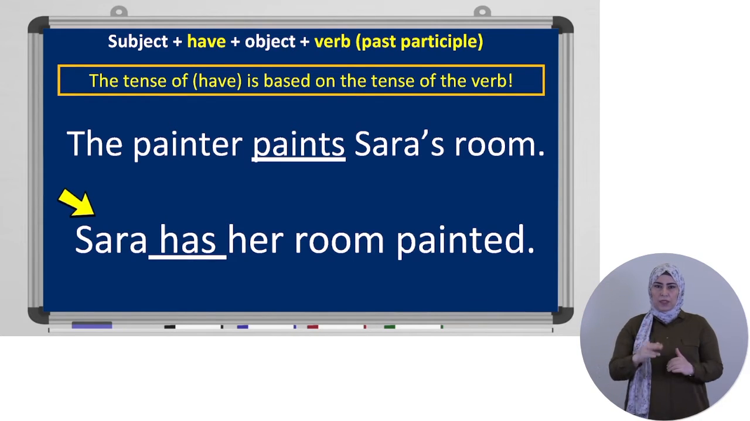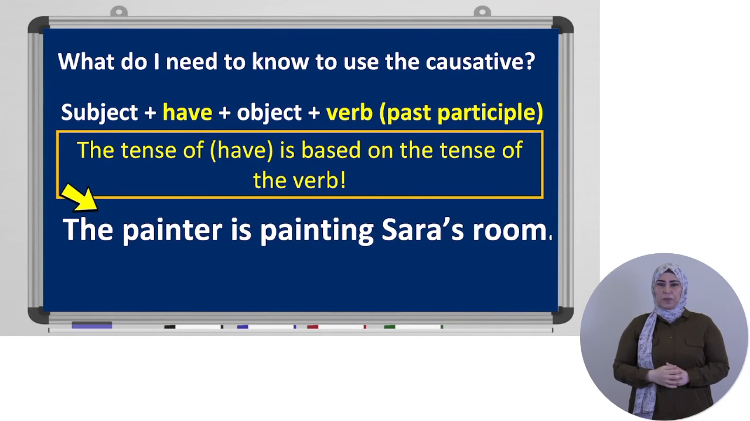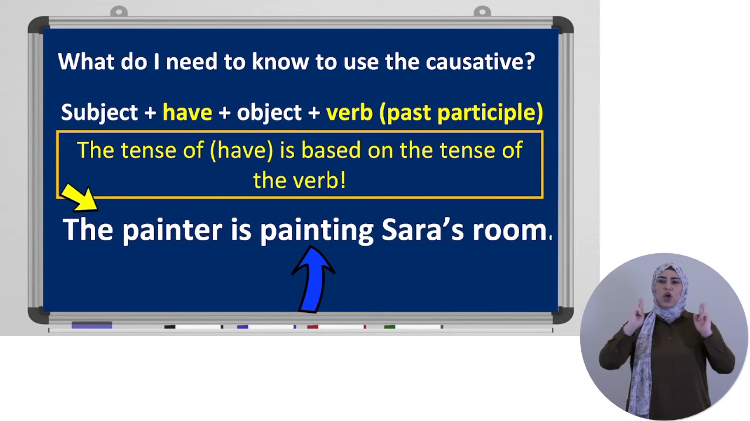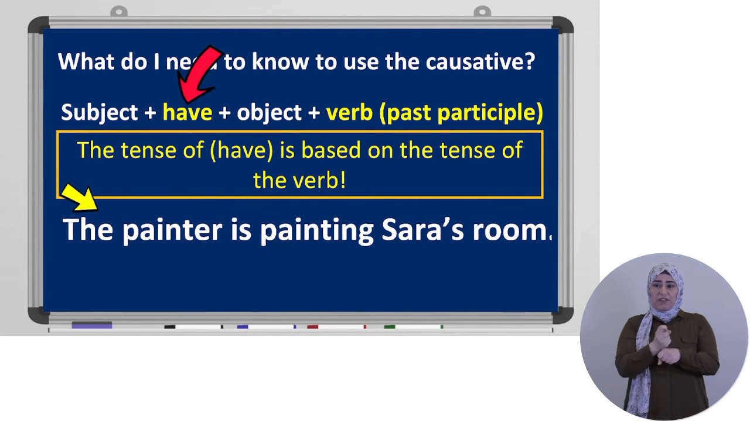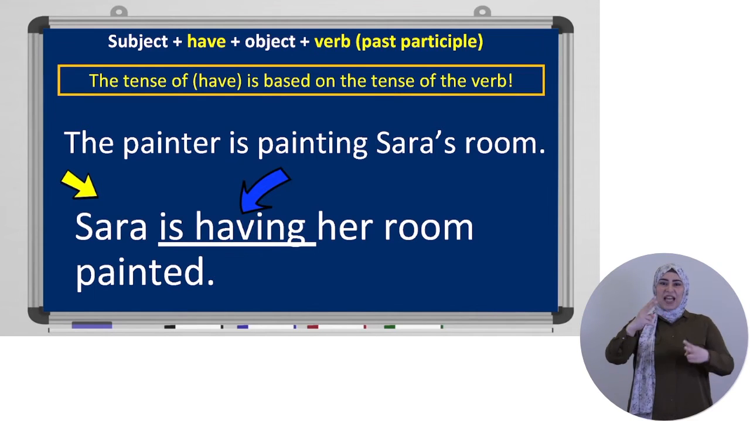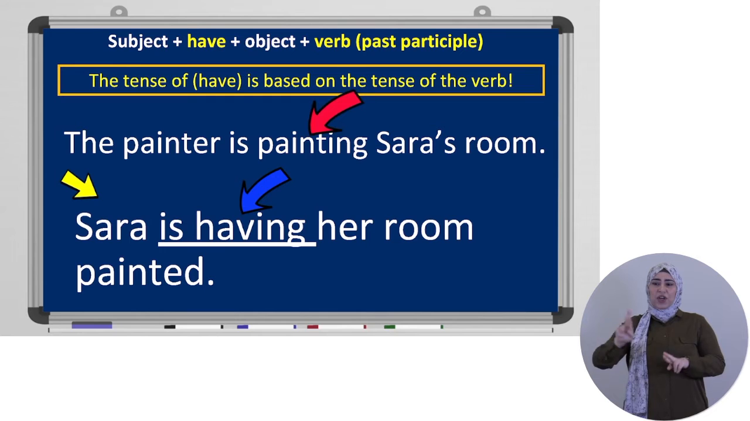Notice that painted, the verb, is in the past participle. Let's look at another example. We have here, the painter is painting Sarah's room. Notice how the tense of the verb changed. The painter is painting Sarah's room. Again, because have is based on the tense of the verb in the original sentence, it's going to change. So what will the answer be? Sarah is having her room painted. Notice how the tense of have changes according to the sentence. It's like they mirror each other.